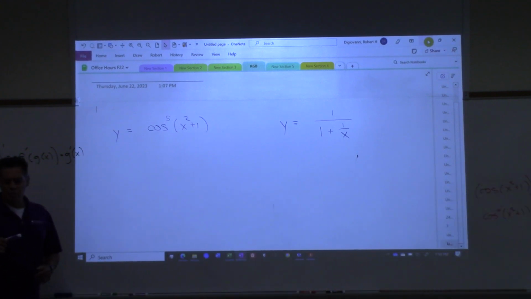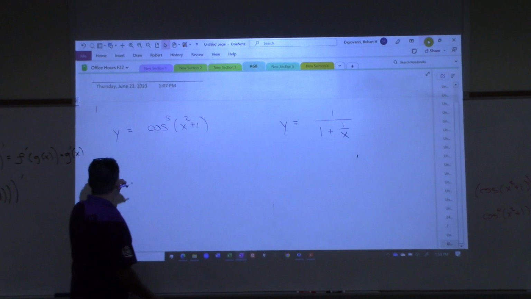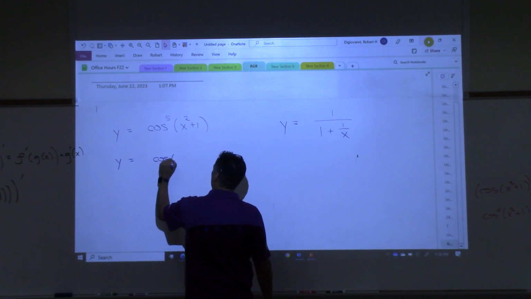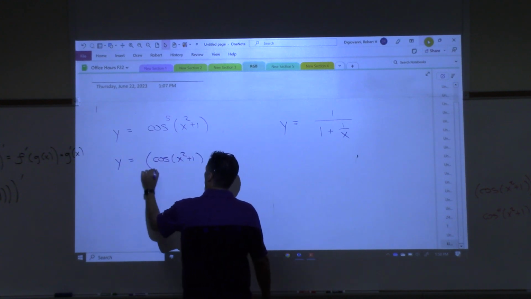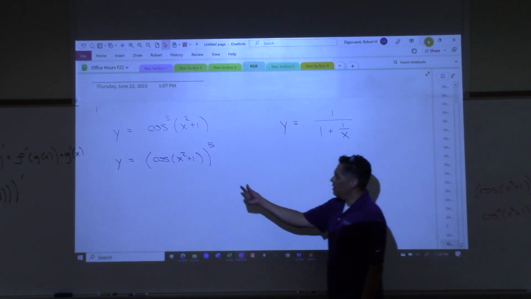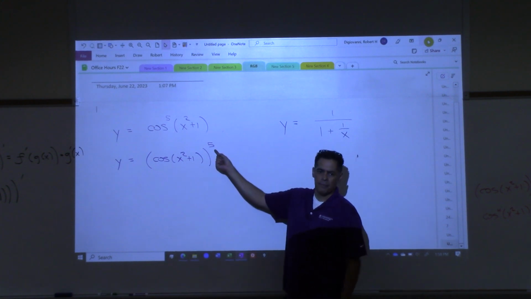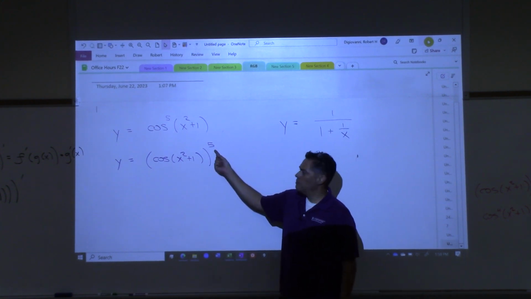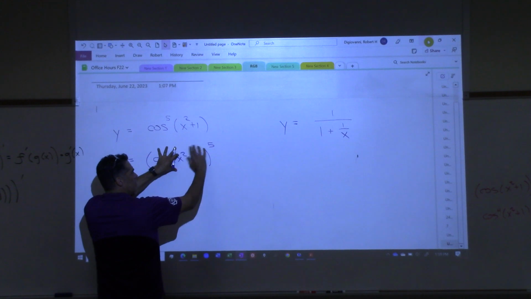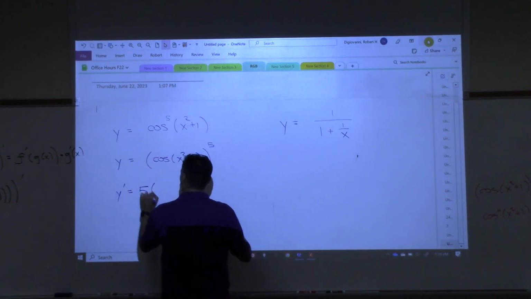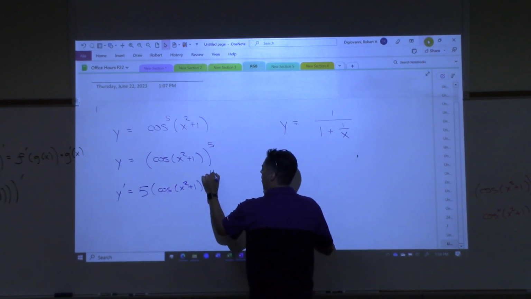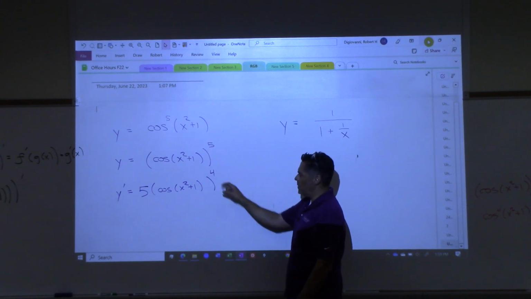Okay, let's talk about the first one. What I think you need to see here to be successful with this one is that this is really cosine of x squared plus 1, all of it raised to the 5th power. If you do it that way, then you can see that you have an inner, a middle, and an outer. And then you start with the outer. So you have something to the 5th power, right? Take the derivative of that, the 5 comes out. All of this, don't touch it, leave it alone, to the 4th power. Just remember, you have to do the power rule, so make sure you put a 4 up there.